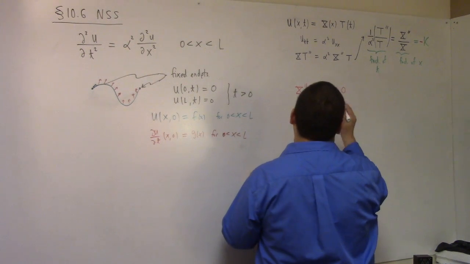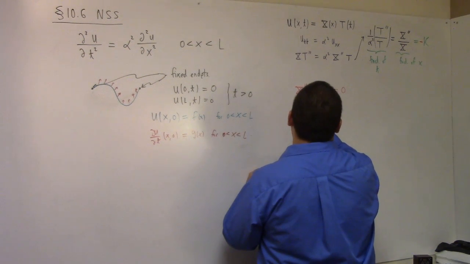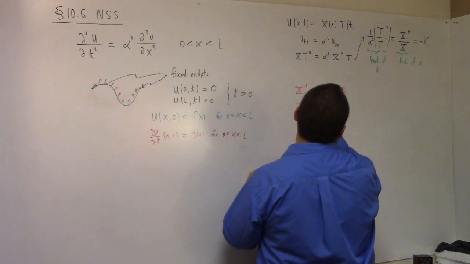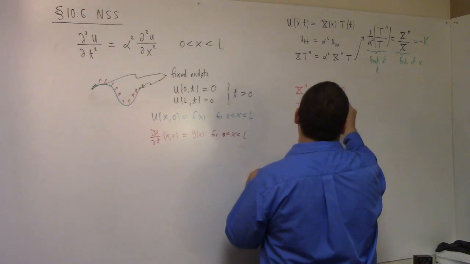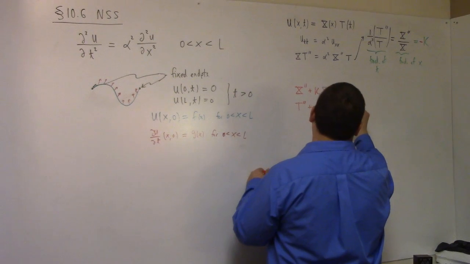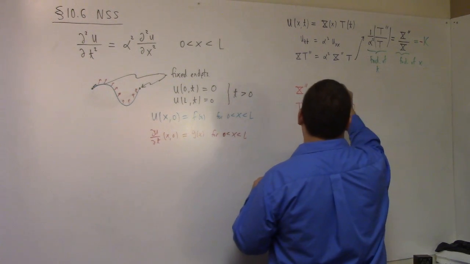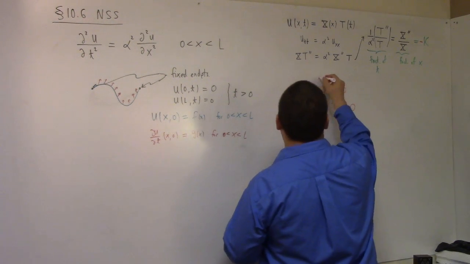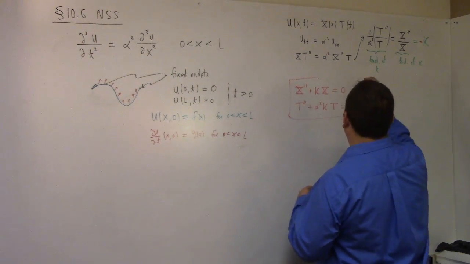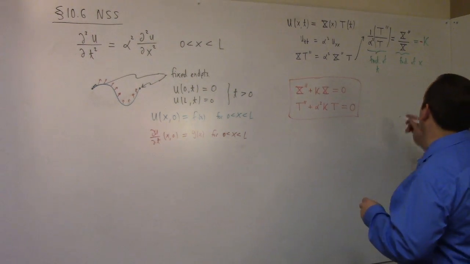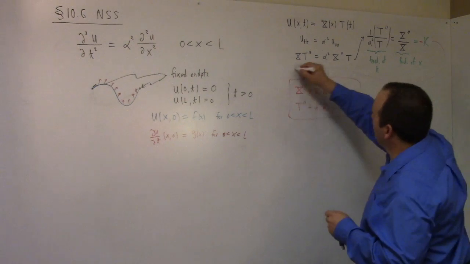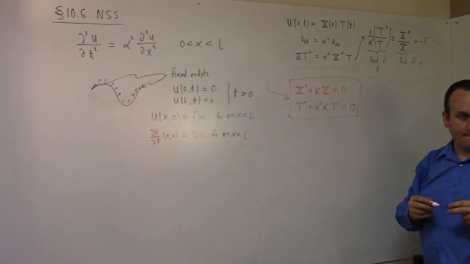And we also face what? T prime prime plus alpha squared k t equal to 0. So that's what comes to us from there.